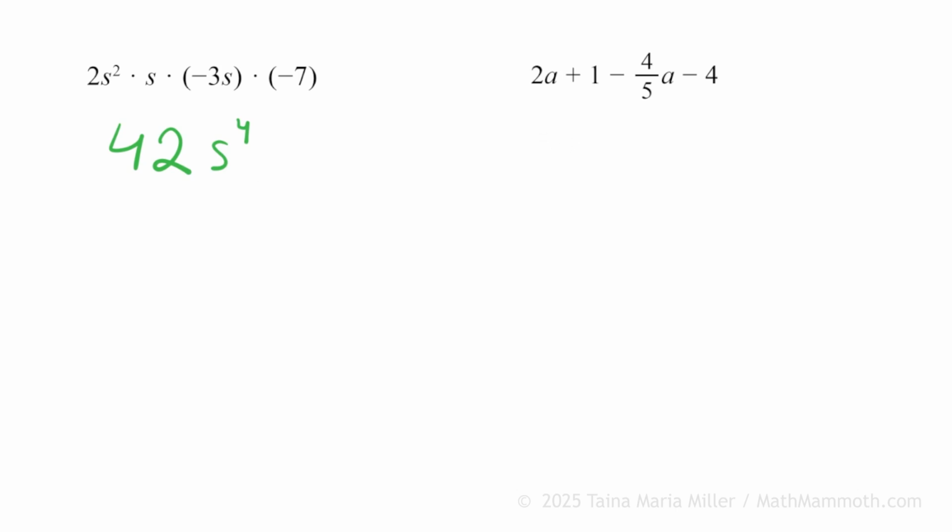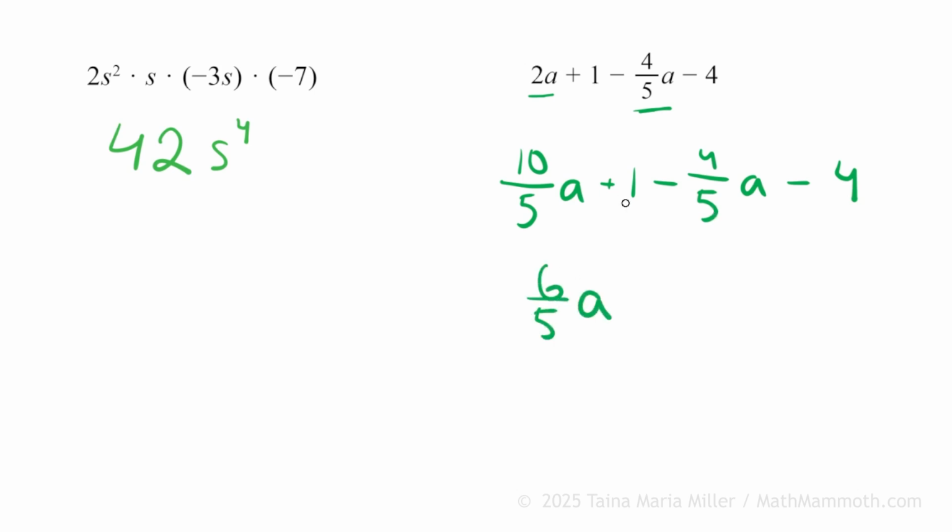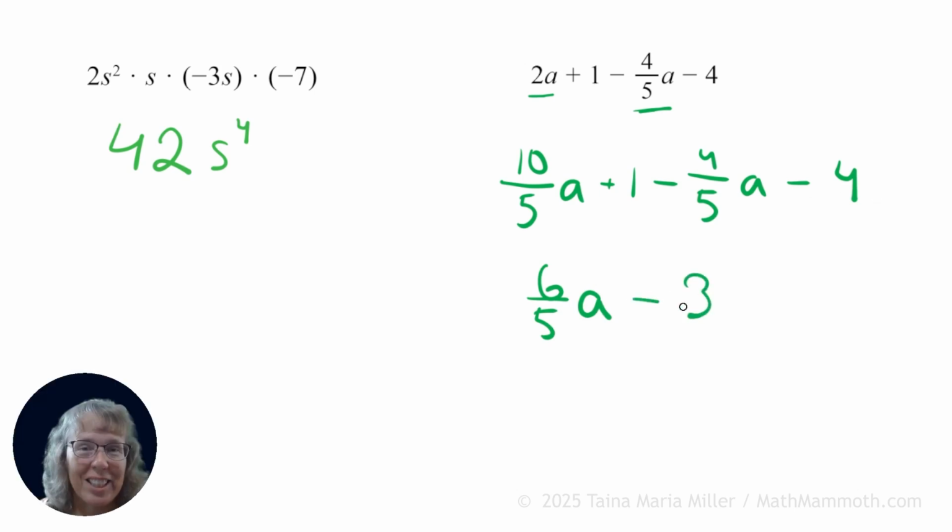In this other one, yes, we can simplify. We can combine like terms, 2a and then 4/5 of a. Those are like terms. It's a fraction. It will help if we write this 2 as a fraction also. 2 equals 10/5. And now 10/5 minus 4/5. We can calculate here with the coefficients. That becomes 6/5 a. And then 1 minus 4 is minus 3. Did you get the same?